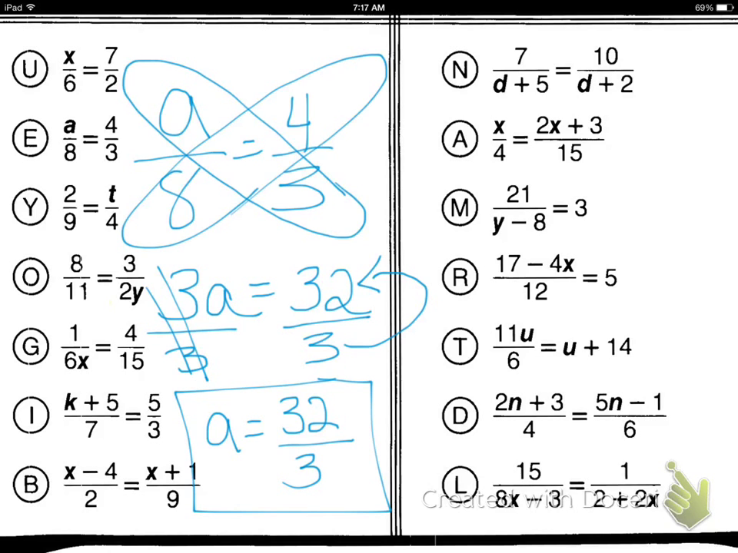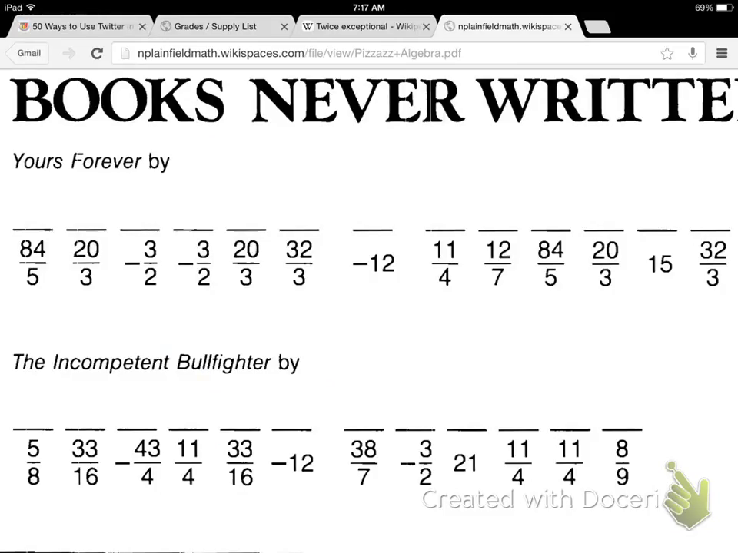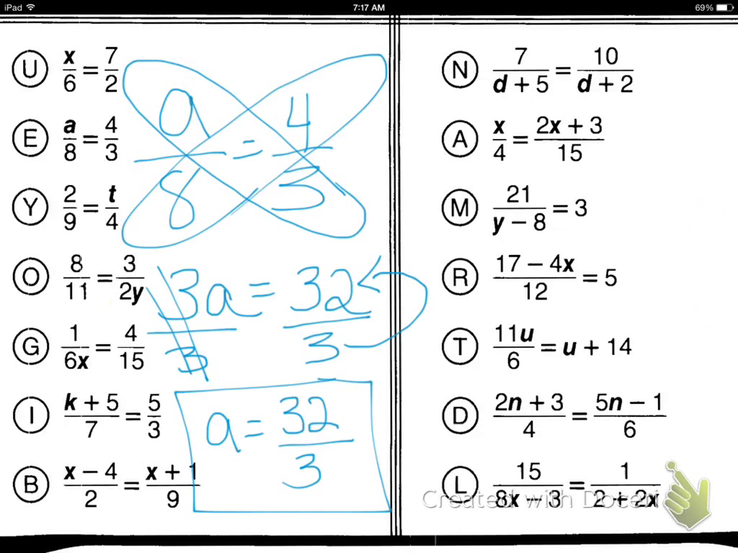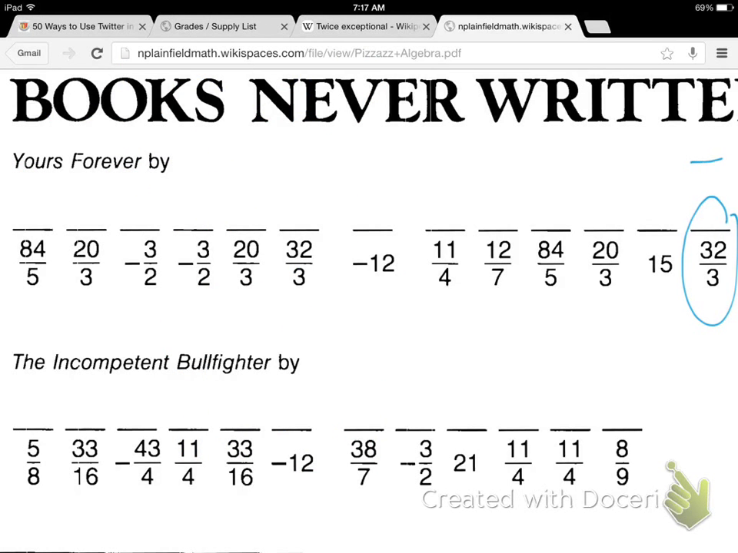Now, of course, I would never give you a worksheet without giving you answers. There they are, 32 over 3. Now, if you go back, this is one of those little puzzly ones. I know you've done them before. This was letter E here. So letter E would go wherever you see 32 over 3.